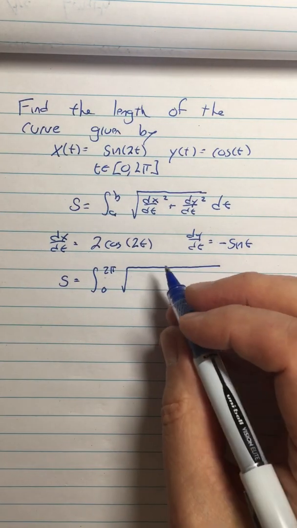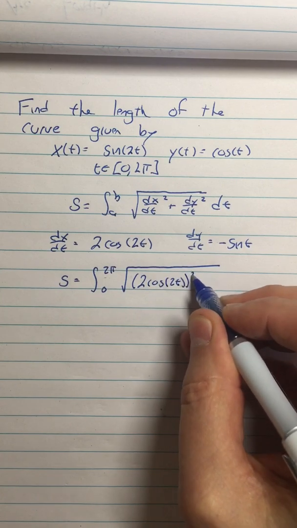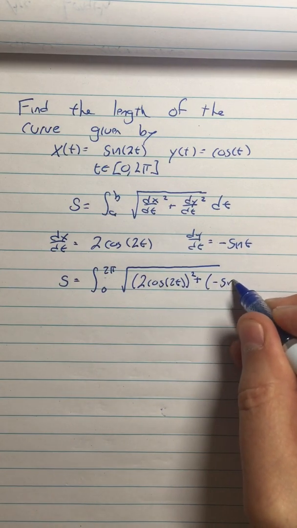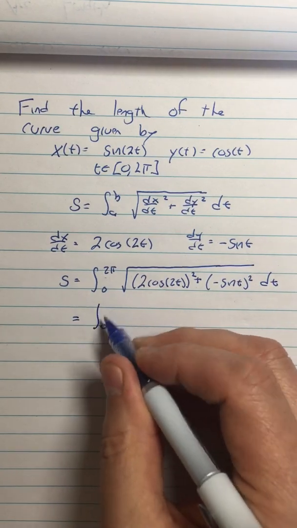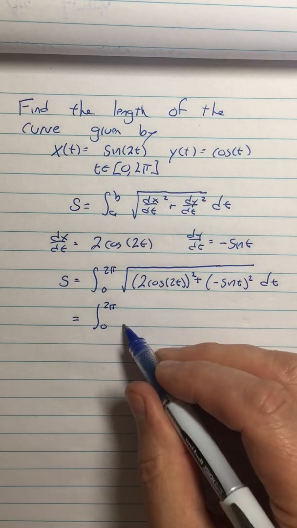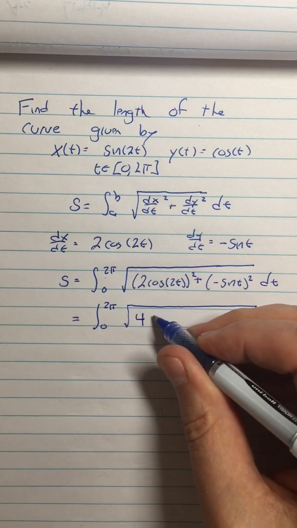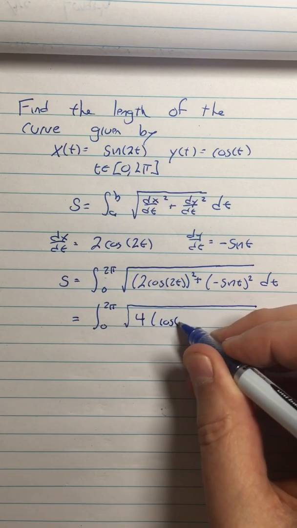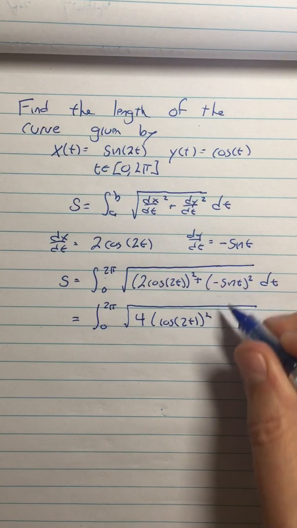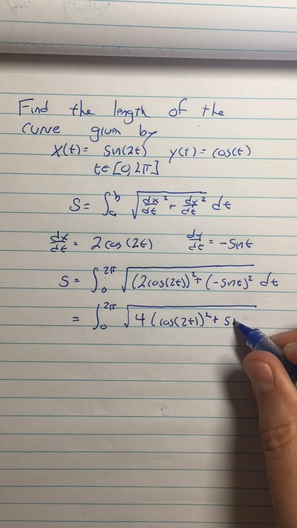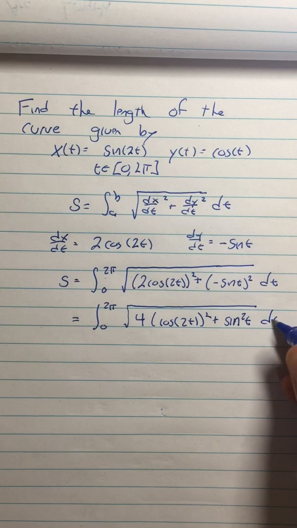So I'm going to have the square root of 2 cosine of 2t squared plus negative sine of t squared, dt. Not much we can do to simplify this, but we're going to throw it in the calculator. But before we do that, let's simplify it at least a little bit. We could leave the 2 there, it would be fine, but I'm going to make it 4 anyway. Cosine of 2t squared, and the negative, since I'm going to square it, becomes positive, so plus sine squared t.